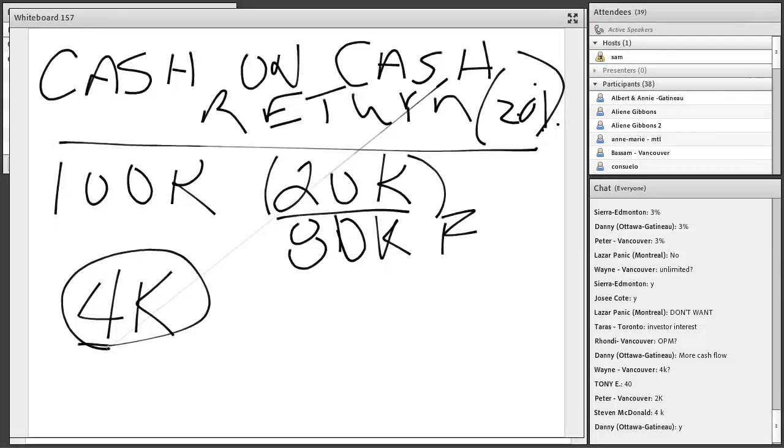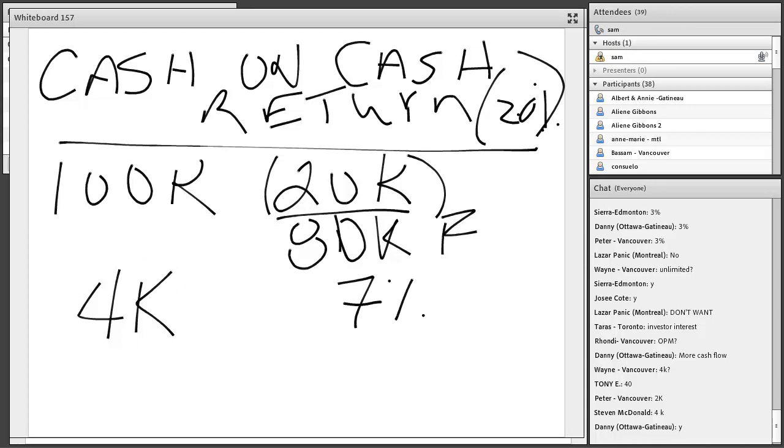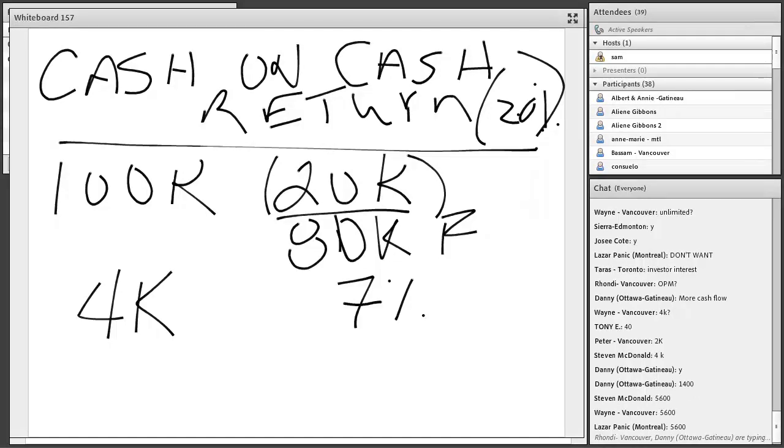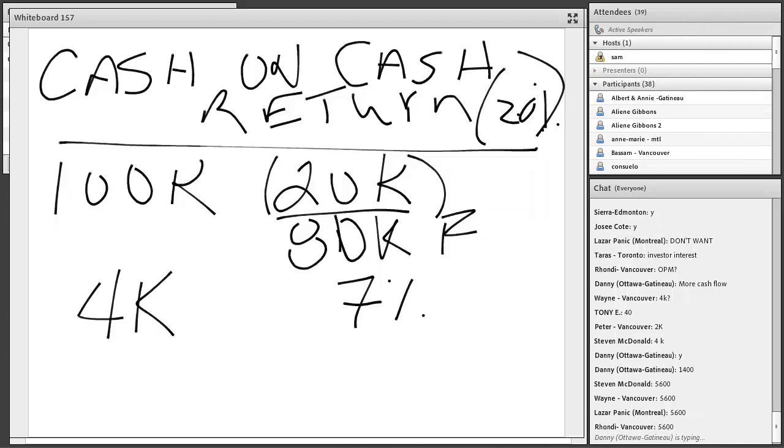Now, what does that mean to me? Well, if I got to make $4,000, that means I have to have enough money in the property. I'm only putting 20K. The remaining 80K cannot cost me so much money that I don't make my 4K. So let's say I'm paying 7% interest on 80K. Can anybody tell me what that's going to cost me per year? So 7 times 8 is 5,600, that's right.